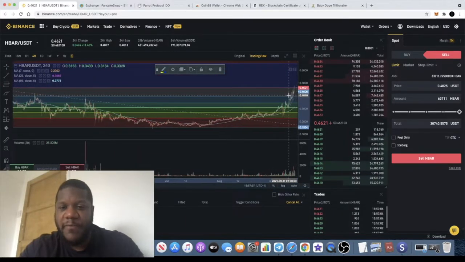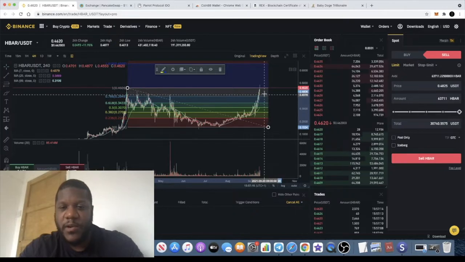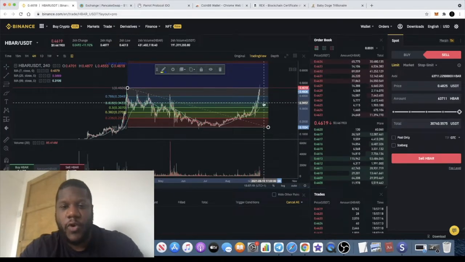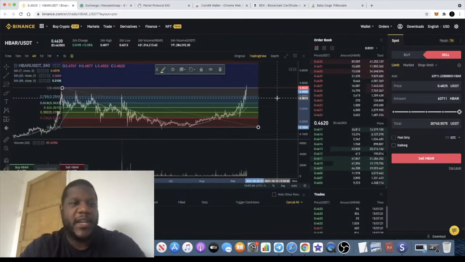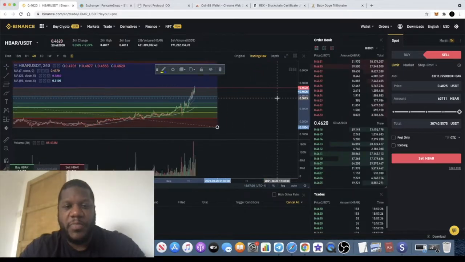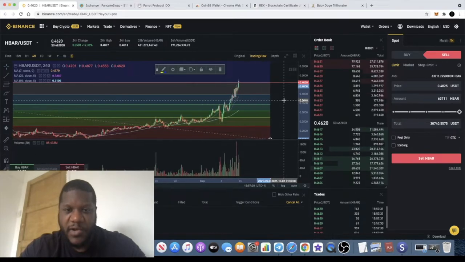If you do get a pullback from this level, buy the pullback. We have a clear pullback level here at the 0.786, so that could be a good buy zone. And if it does fall a little bit further, we've got the 0.618 and then the golden pocket just below that. So keep your eye on Hbar. Could be a good play for you in the short to midterm, and definitely a good play in the long term.